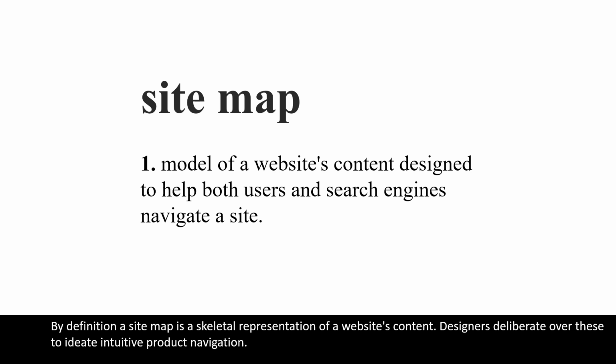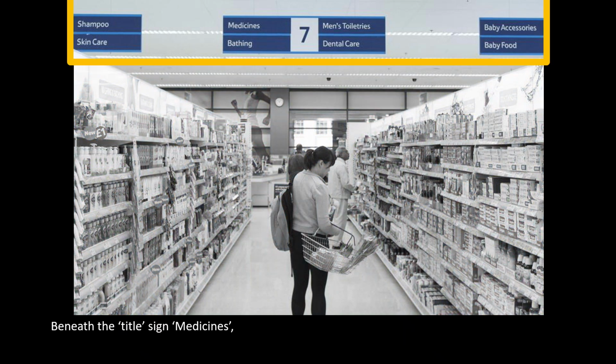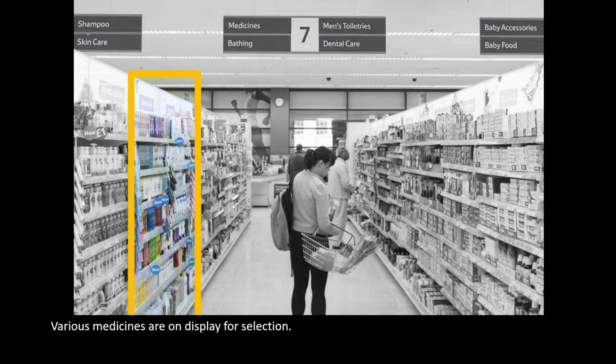By definition, a sitemap is a skeletal representation of a website's content. Designers deliberate over these to ideate intuitive product navigation. As an analogy, a physical sitemap can be clearly seen in major supermarkets, assisting customers to navigate aisles by affording each aisle with a sign defining what is contained within. Beneath the title sign Medicines, various medicines are on display for selection.